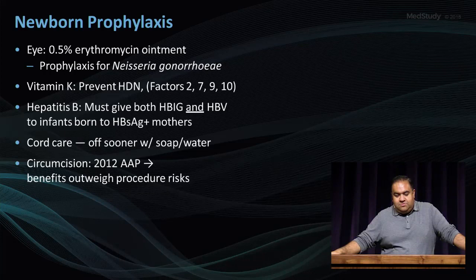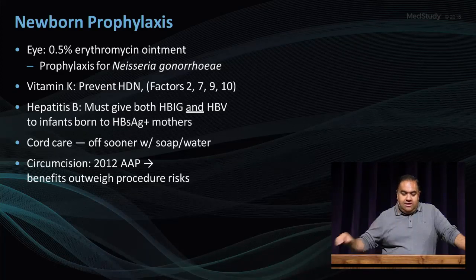Hepatitis B: you must give both Hep B immunoglobulin and HBV vaccine to infants born to Hep B positive moms. Remember, you have about 12 hours to determine what mom's Hep B status is, and then figure out if you need to give the vaccine plus the immunoglobulin or just the vaccine.